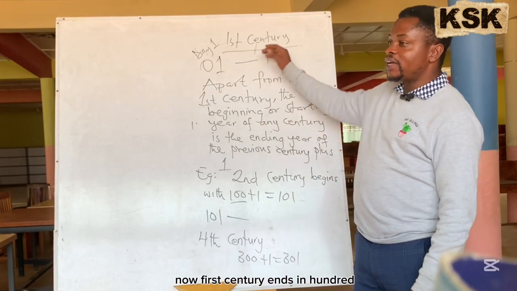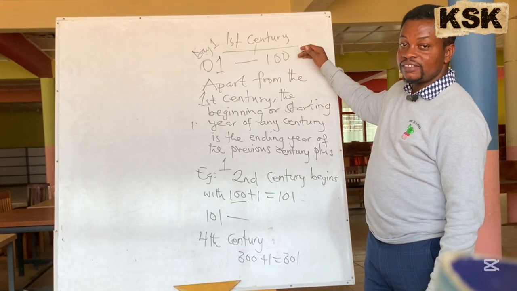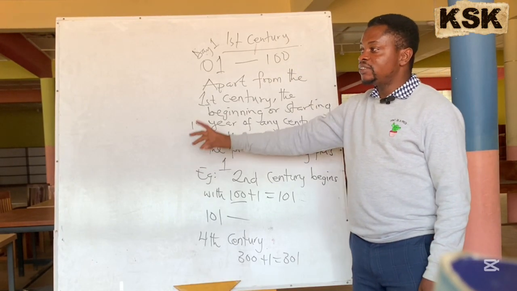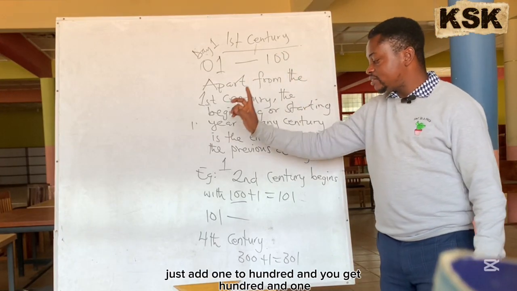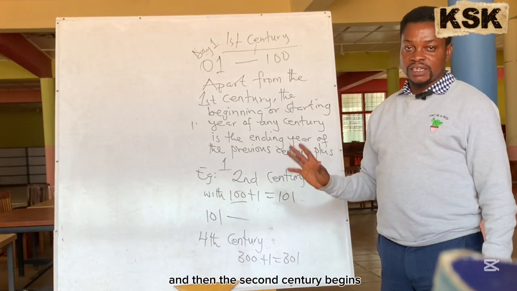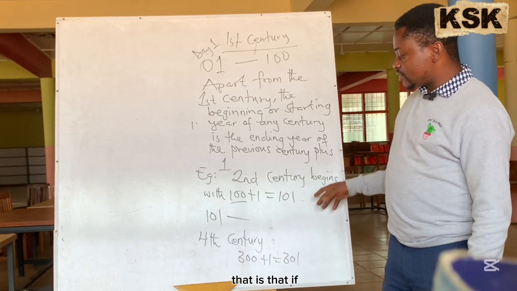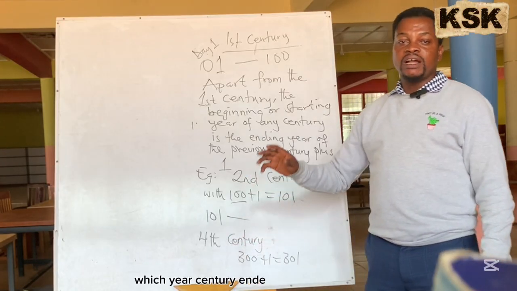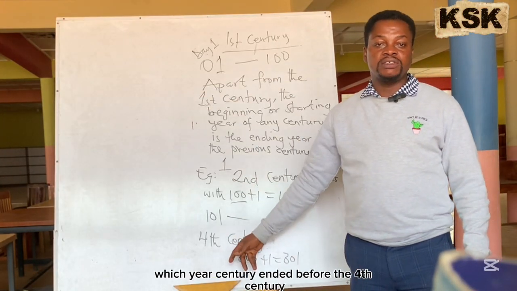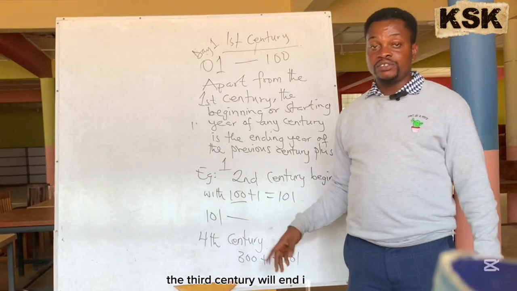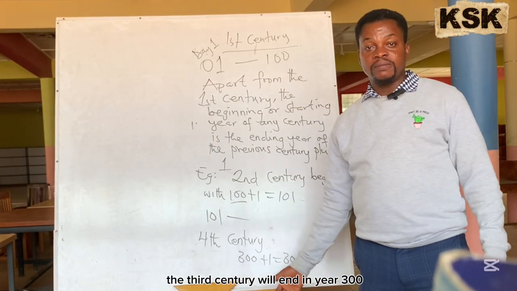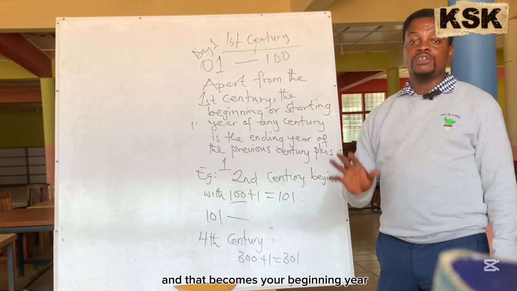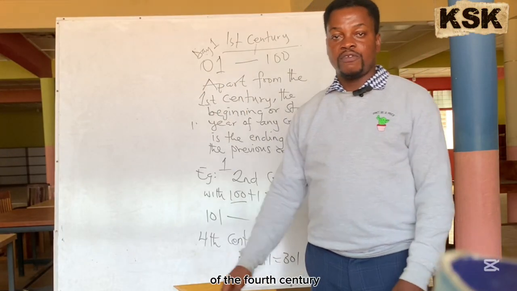Now, the 1st century ends in the 100th year. So if you want the year the 2nd century begins, just add 1 to 100 and you get 101, and then the 2nd century begins. That is that. If you want to know the beginning year of the 4th century, which century ended before the 4th century? That is the 3rd century. The 3rd century will end in year 300. So you just add 1 to 300, you get 301, and that becomes the beginning year of the 4th century.